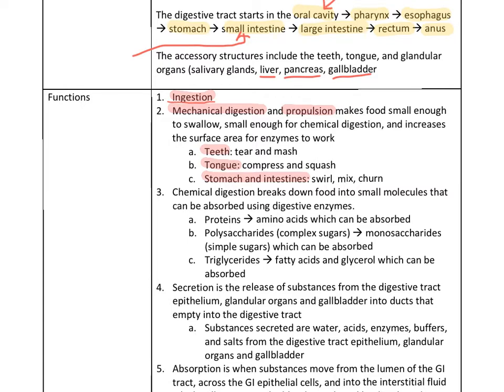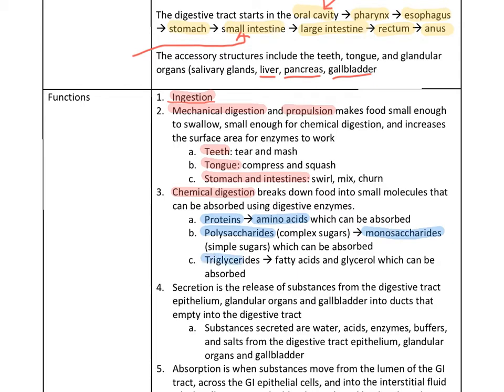And then another function is chemical digestion. Chemical digestion is where chemicals are going to break down the larger molecules into smaller molecules. And so you'll have to know that proteins get broken down into amino acids, and then amino acids can be absorbed. And polysaccharides, which are the polymer for complex sugars, can get broken down into monosaccharides, which are simple sugars. And then the simple sugars can be absorbed.